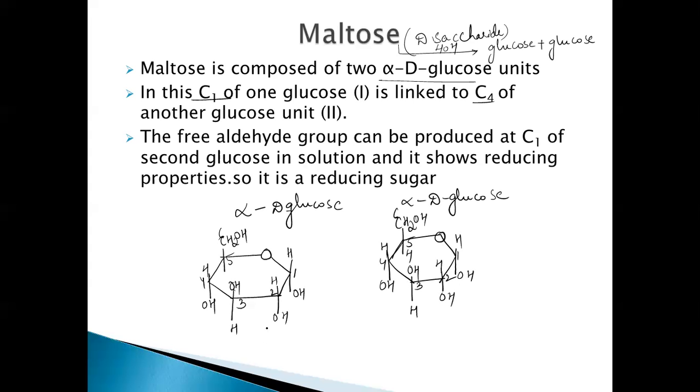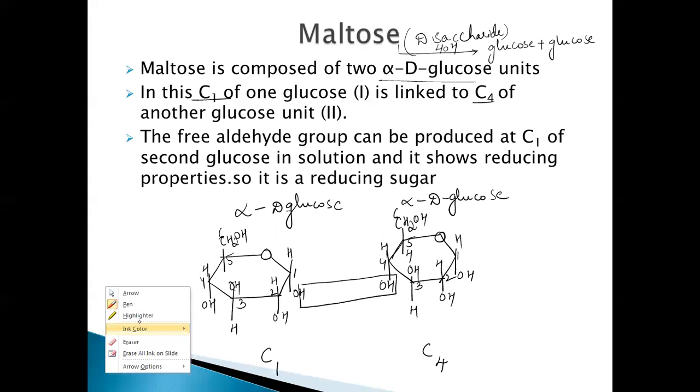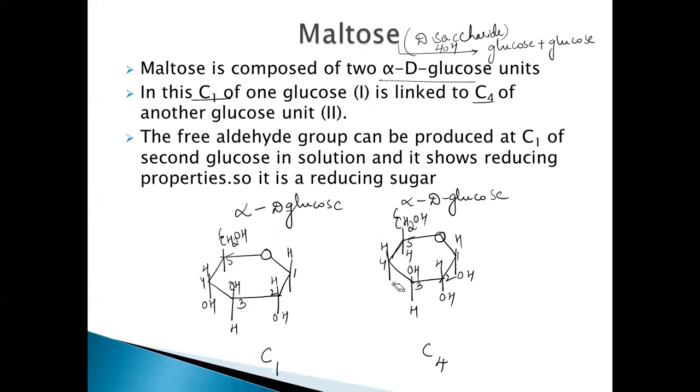So where is the linkage being formed? Between the C1 of one glucose and C4 of another glucose. The glycosidic linkage is formed by the loss of a water molecule, right? So I'll remove this water molecule and write the linkage. That's it. This is how the glycosidic linkage is formed between the two glucose molecules, that is alpha glucose, between the C1 of one glucose and the C4 of another glucose, that is alpha glucose. This is the structure of maltose here.